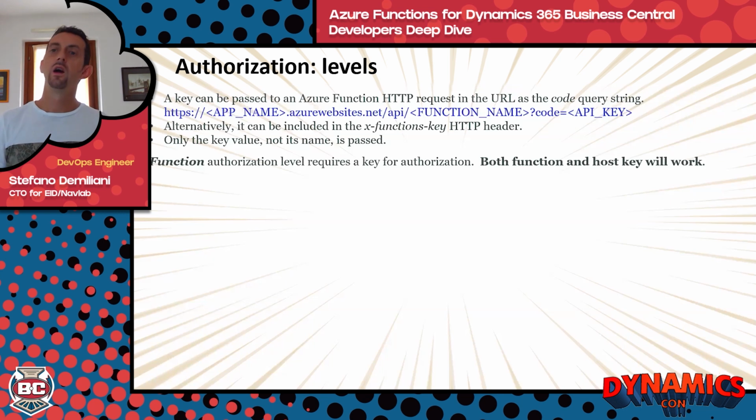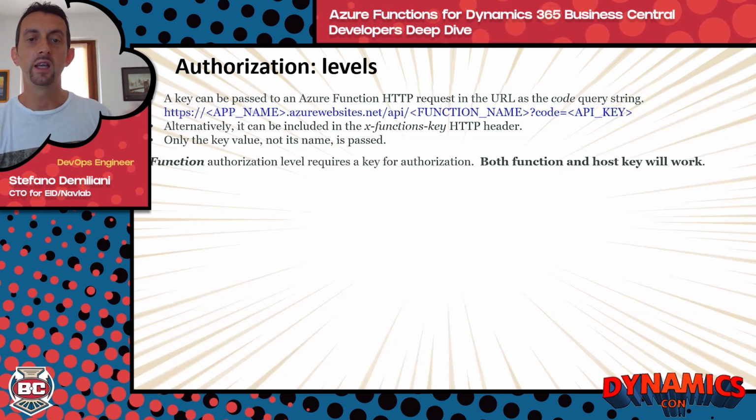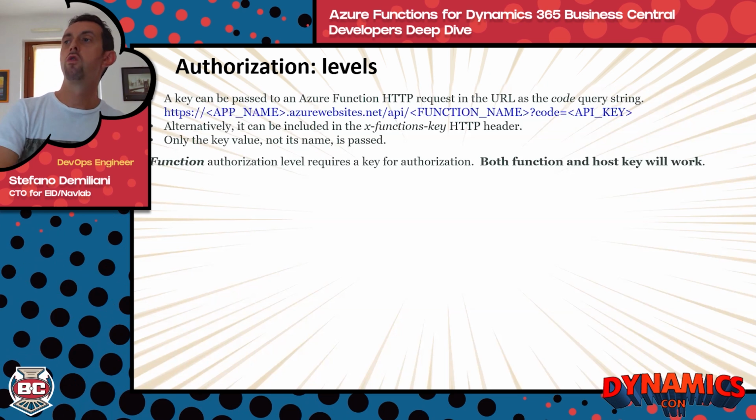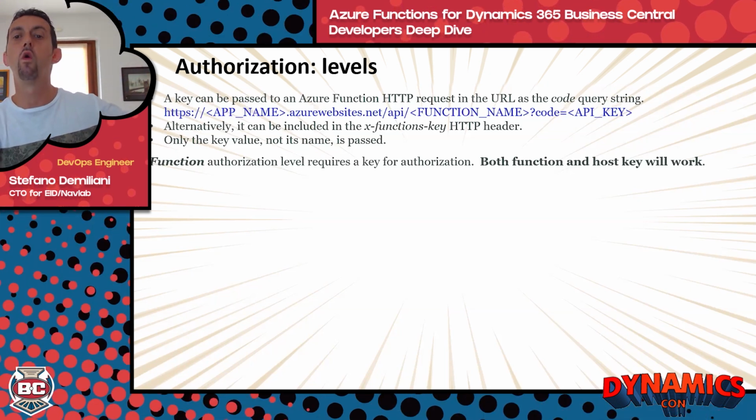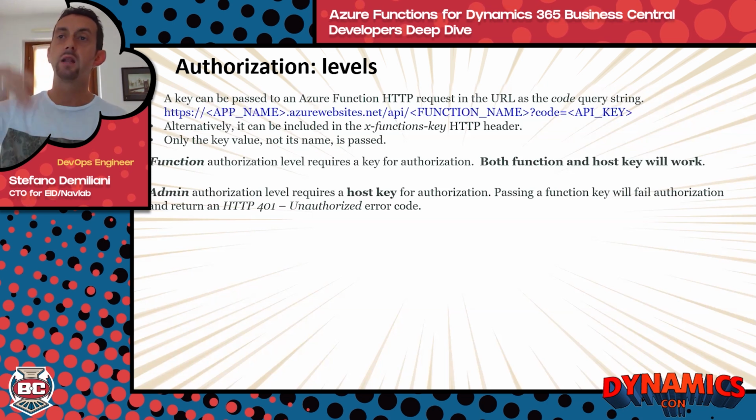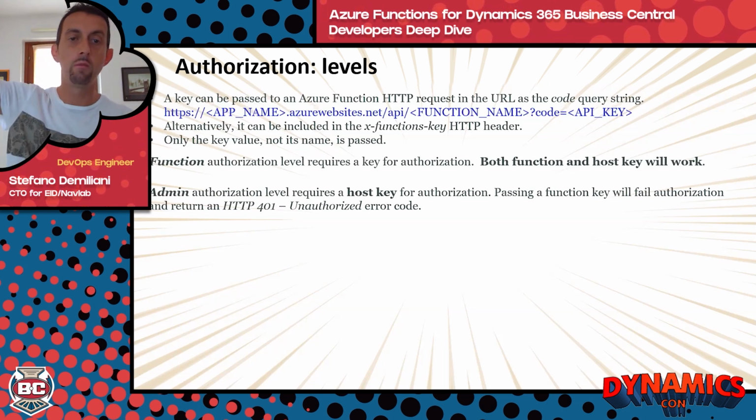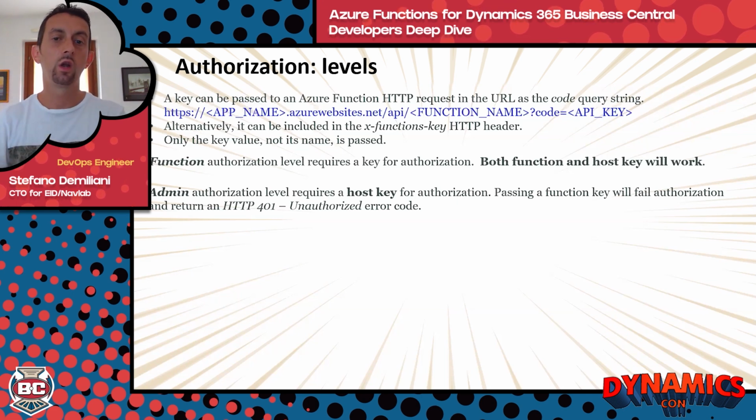Function. If you select function as authorization level, you need to provide the key, and function is the lowest level. So if you select function, you can provide a function key or a host key. It works with both. But if you select admin as authorization level, you are required to provide the host key, so the top level key. Otherwise, you have an error, unauthorized.